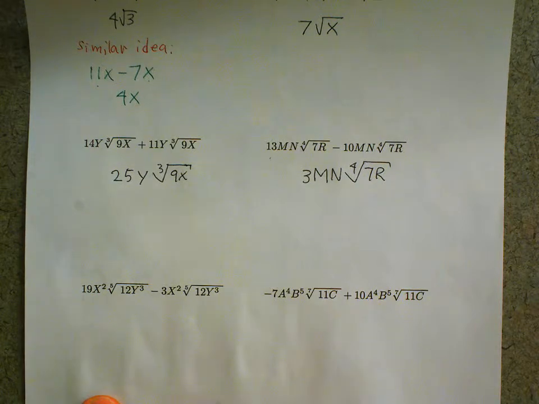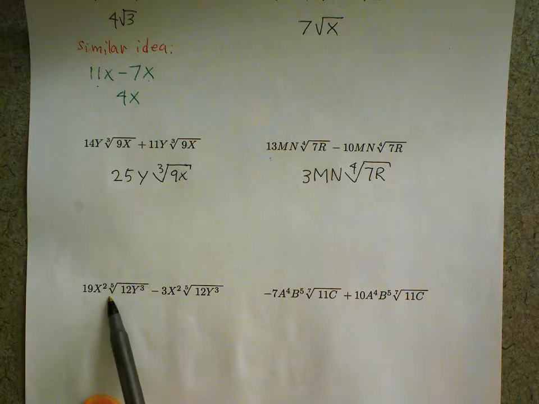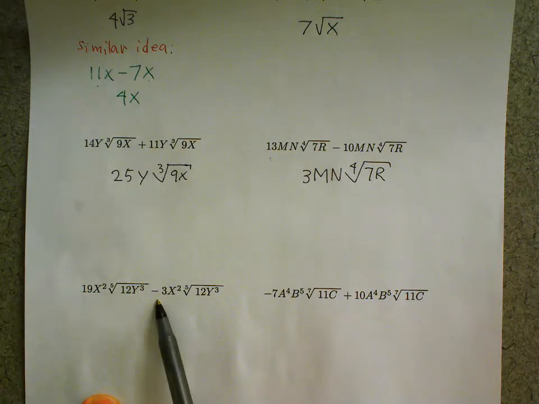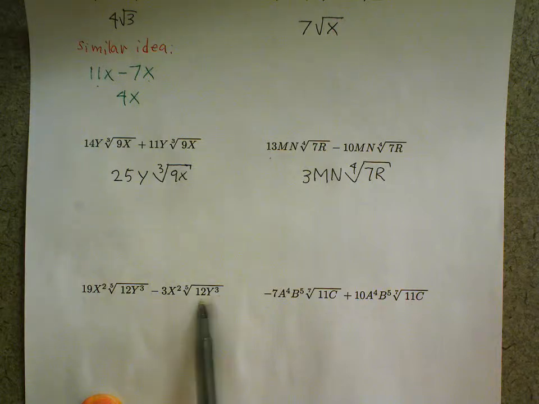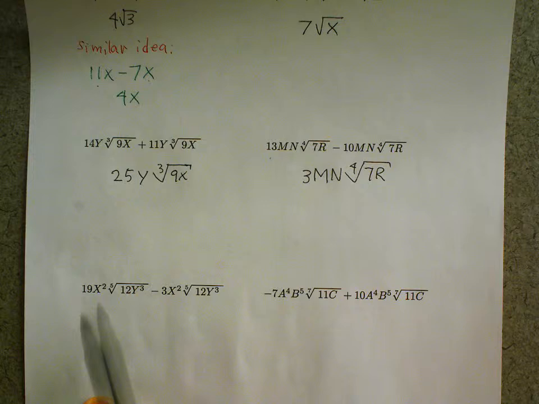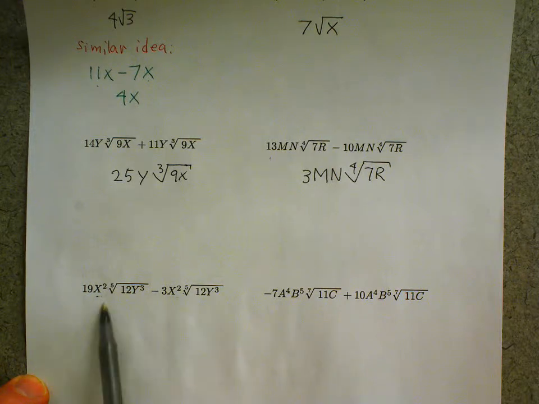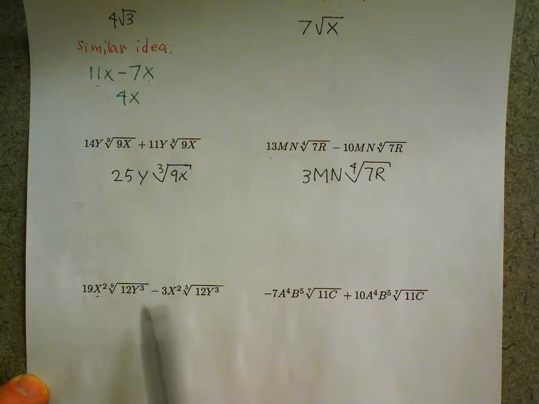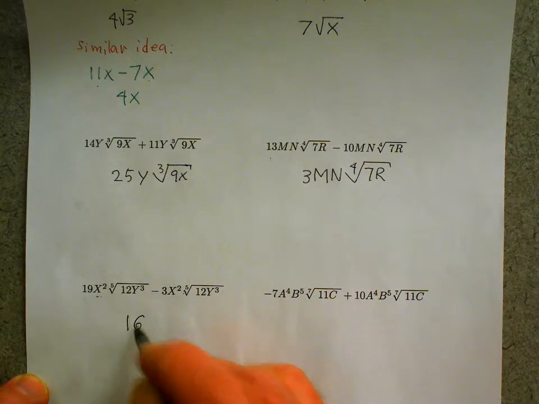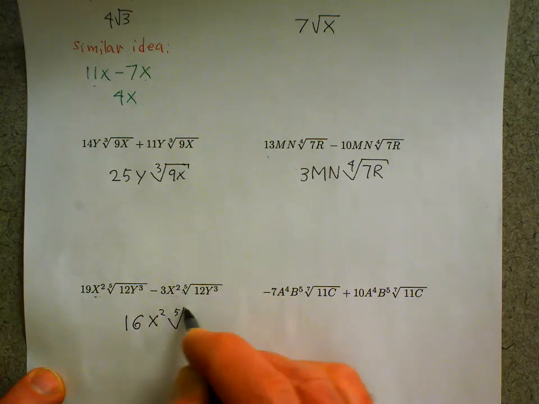Okay, a couple more examples. Here we have 19x squared times the fifth root of 12y to the third minus 3x squared times the fifth root of 12y to the third. The fifth root of 12y to the third cannot be simplified any further. Both terms have the fifth root of 12y to the third, but they also have x squared on the outside of the radical. Since we're subtracting, we can combine the like terms by subtracting. This simplifies to 16 times x squared times the fifth root of 12y to the third.